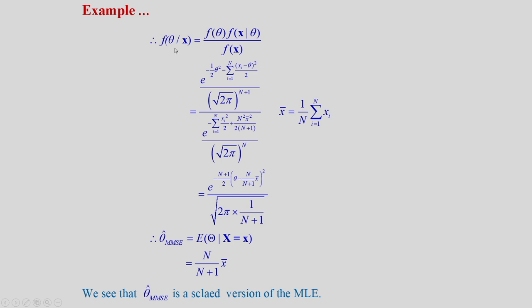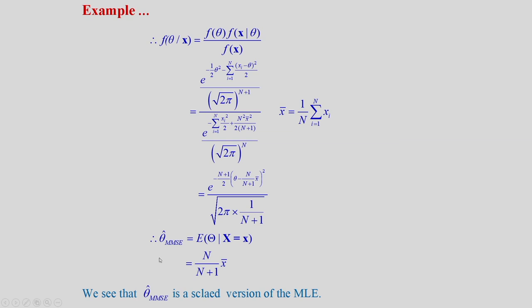Therefore, the posterior PDF is given by f of theta given x is equal to f of theta into f of x given theta divided by f of x, and we will substitute all this quantity. Now, we have the expression for f of x also, this is the expression for f of x. So, if we substitute and simplify, we will get this expression, e to the power minus half into n plus 1 into theta minus n by n plus 1 x bar whole square. So, this is again a Gaussian, mean is given by this.